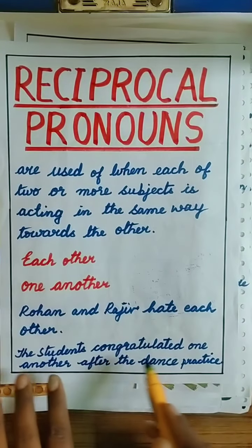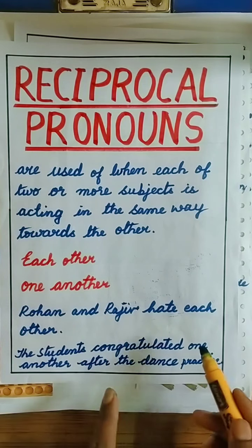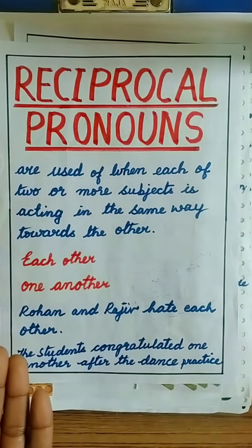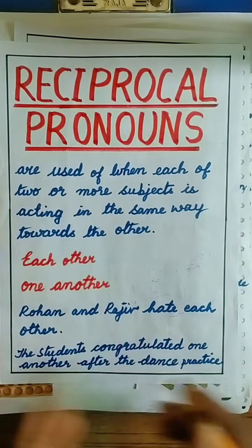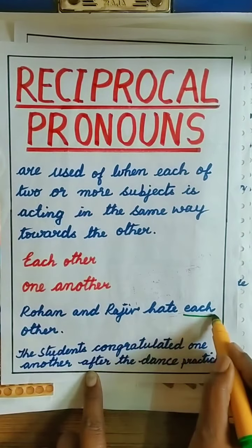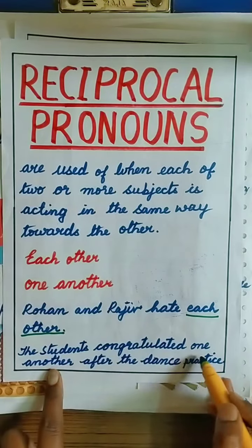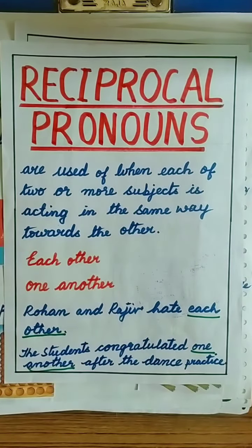The students congratulated one another after the dance practice. So, they felt that the dance practice was very good. So, the students congratulated one another. Here the word each other is a reciprocal pronoun, and the words one another are also a reciprocal pronoun. Some examples are provided.